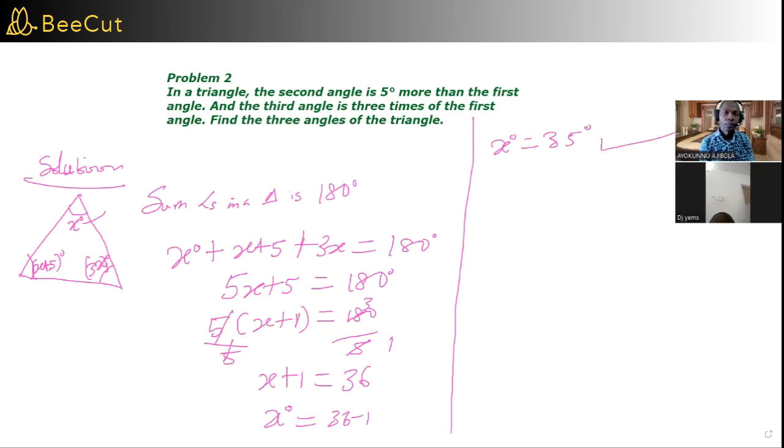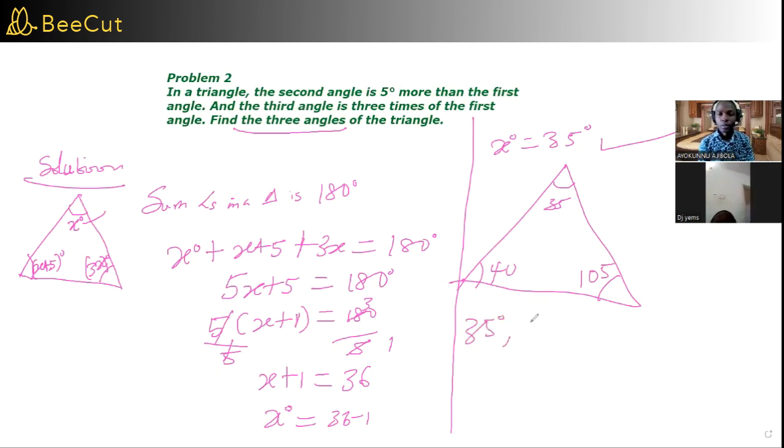So that's not my answer, because the question didn't say find x. It said find the 3 angles of the triangle. So that means if I draw my triangle again, the first angle is 35 and the second angle is 40. Then the third angle is 3 times the first angle, which is 105. So the 3 angles are 35 degrees, 40 degrees, and 105 degrees.